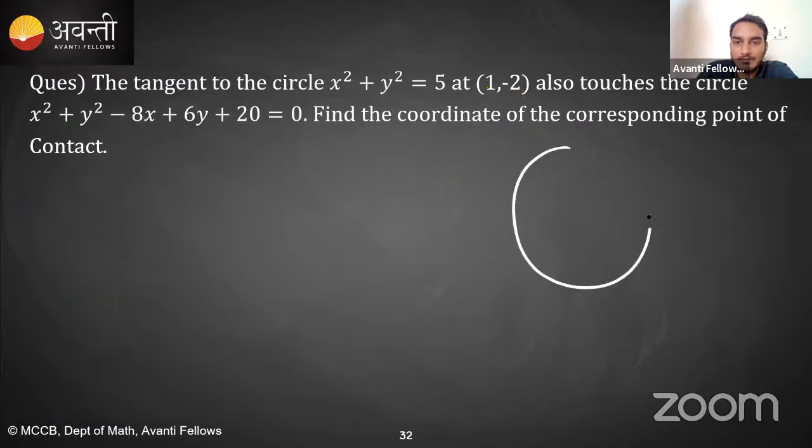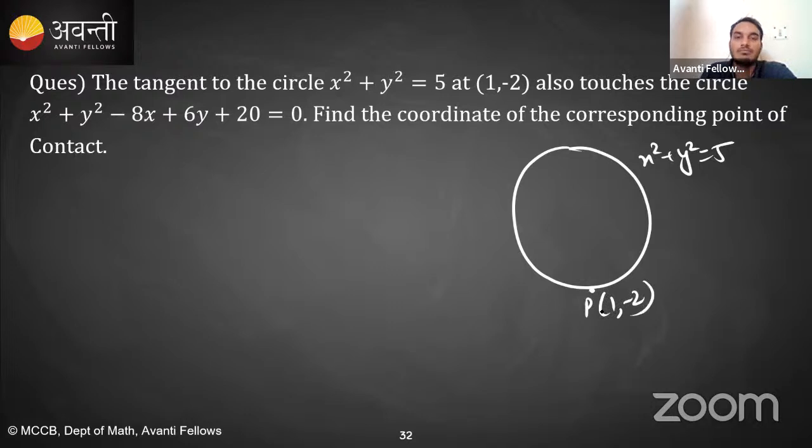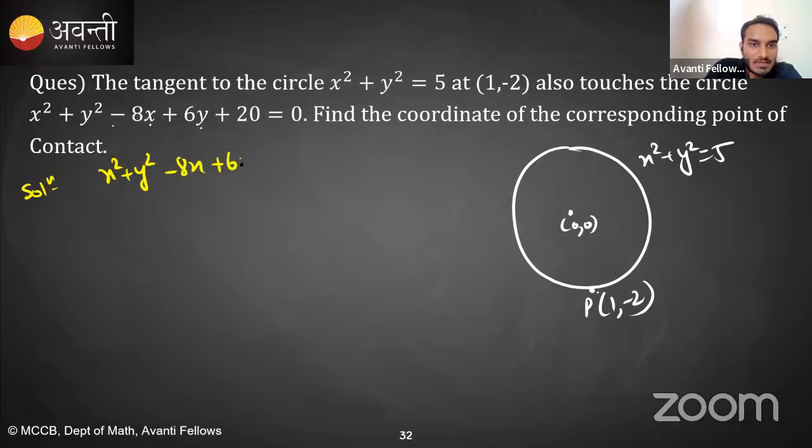So let's say this is a circle, x square plus y square equal to 5. Let's say this is some point P, which is (1, -2). And clearly the center of the circle is (0, 0). Clear? So this question is saying that the tangent to this circle also touches the circle x square plus y square minus 8x plus 6y plus 20 equal to 0.